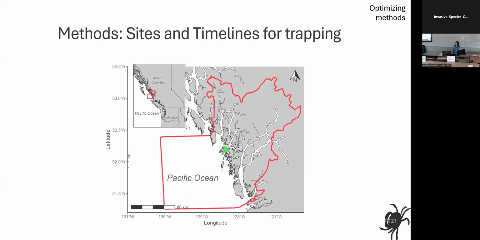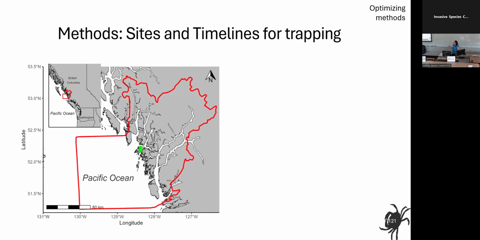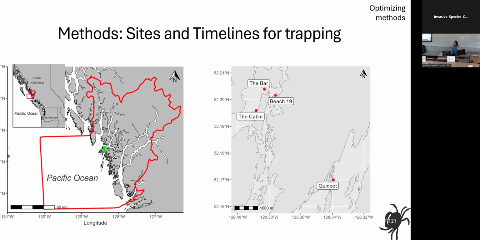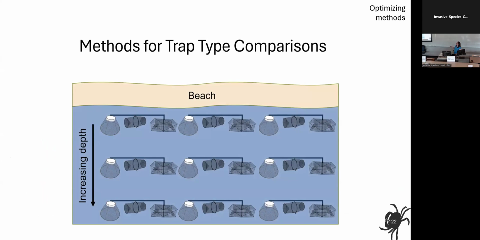So to approach this study, again, done in the Syilx Nation, highlighted in red, the nation identified a specific area that is quite important for commercial shellfish harvesting, highlighted in green, and trapping occurred over a suite of sites here. So Bar, Beach, the Cabin, and Canute. Quickly going over methods, we had alternating trap types deployed across a range of depths, and we use relative depth as kind of the average depth at deployment on a specific day.